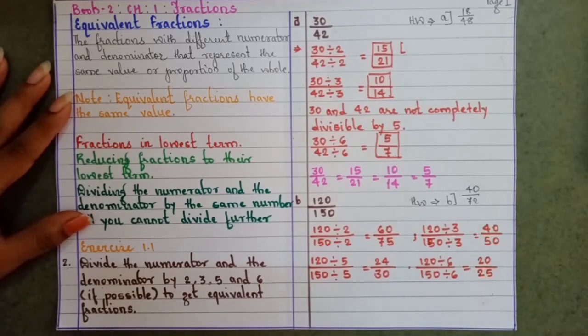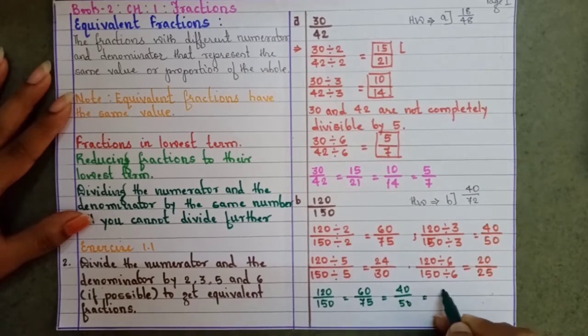So let's write that. Therefore, 120 upon 150, the equivalent fraction for that is 60 upon 75, that equals to 40 upon 50, that equals to 24 upon 30, that equals to 20 upon 25. All are equal.